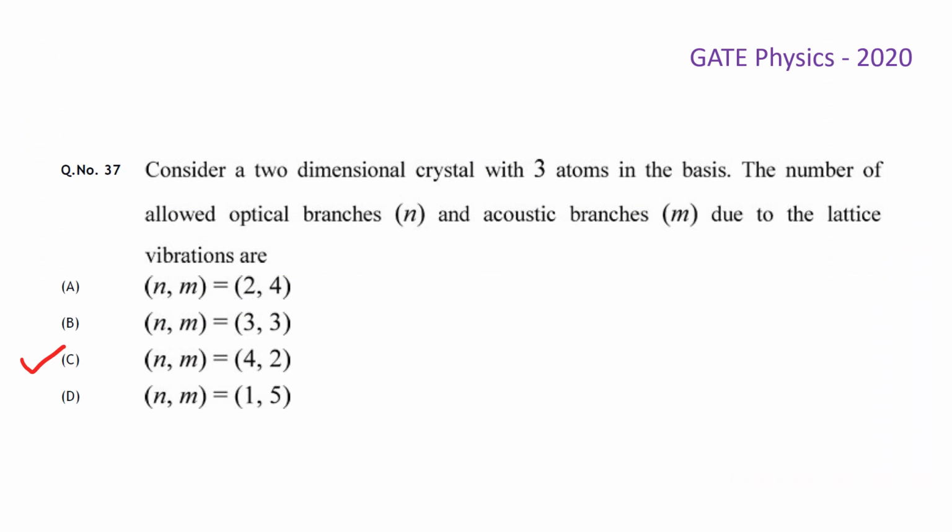So the number of allowed optical branches and acoustic branches for this 2-dimensional crystal system with 3 atoms in the basis is 4 comma 2. So option C is correct for this question.